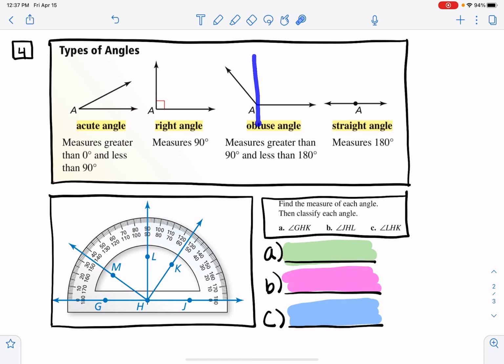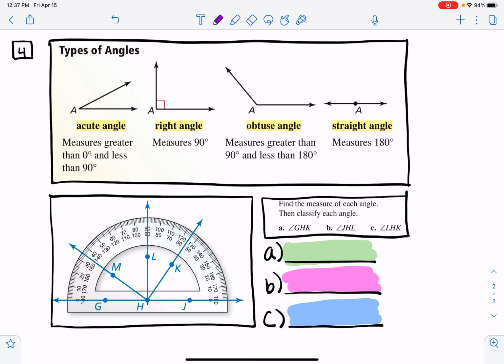So if that's 90 and this is 180, you want anything that's sort of in between that. So this giant angle here would be obtuse. And then lastly, a straight angle is an angle that measures 180 degrees and is completely flat all the way across. That makes 2 opposite rays, okay? So let's go down here and work with this. So find the measure of each angle and then classify each angle, okay?